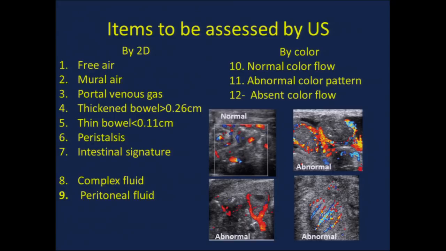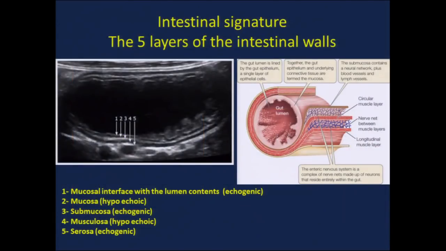So if we divide these markers, we can appreciate that the first part is reflecting the bowel wall, the second bar reflecting fluids, and the third bar reflecting blood vessels. So we have three main categories, and let us translate that into pathophysiology. We have what's called the intestinal signature. If you magnify the intestinal loop, you can appreciate the layers of the loop. You can appreciate up to 5 layers.